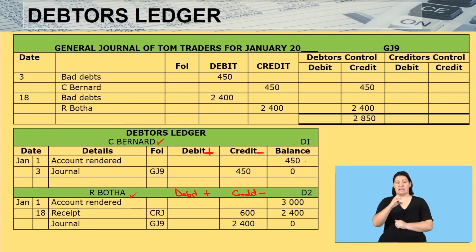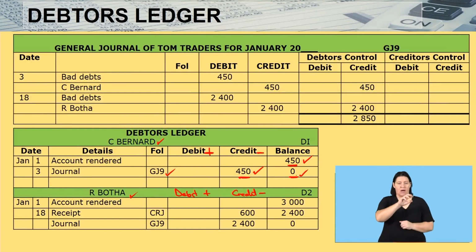C. Bernard was owing us 450, and we are now going to post from the general journal. And we are told here that there is an amount of 450 that we're not going to receive again. So I'm going to now say my 450, remember, from the GJ on the credit side. So he was owing us 450, and I'm recording now on the credit side 450 because this amount is not going to be recovered. Remember, we wrote it off as a bad debt. The account then goes to zero.